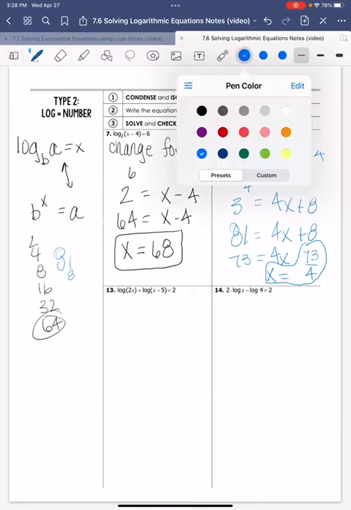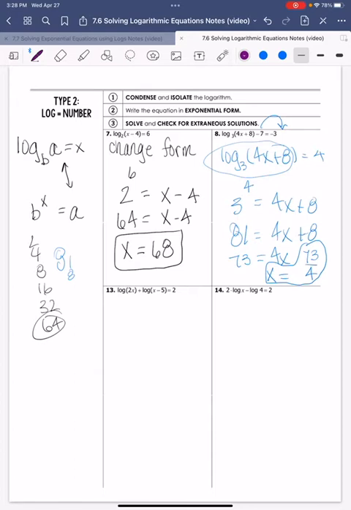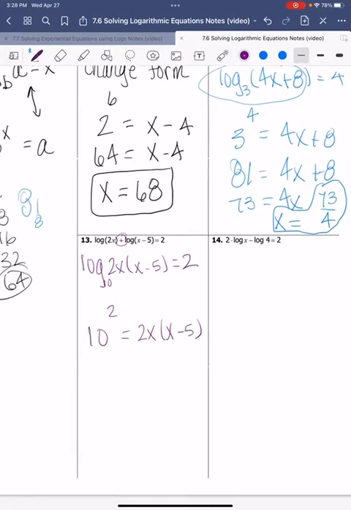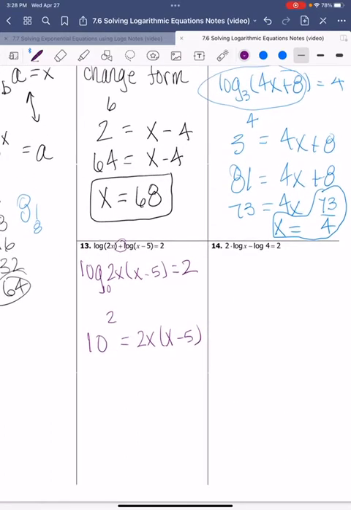Okay, 13. So for 13, we have two logs. Add logs, multiply the arguments. Base is 10. You have a single log, change forms. 10 squared equals 2x times x minus 5. That's 100.